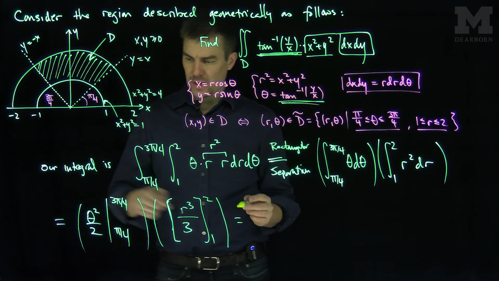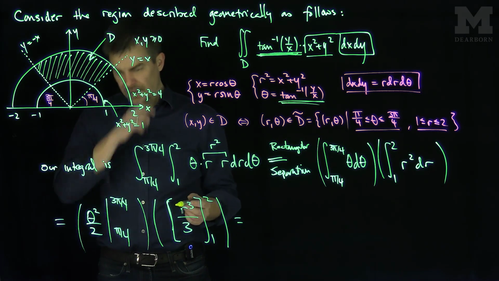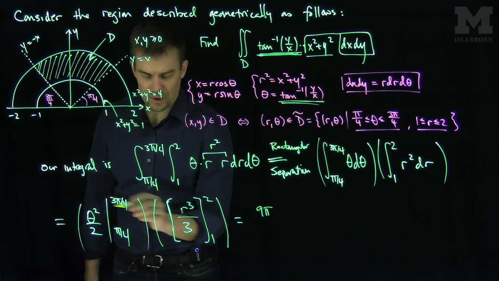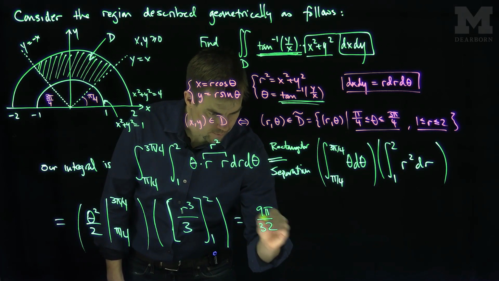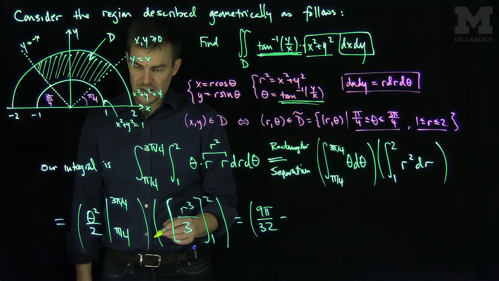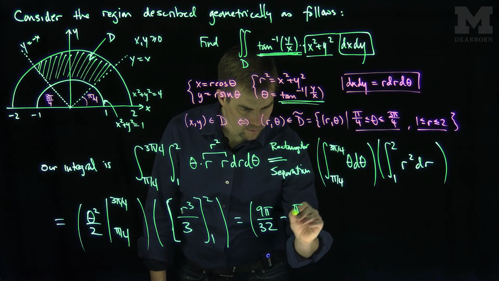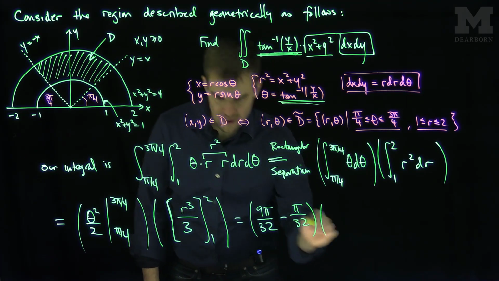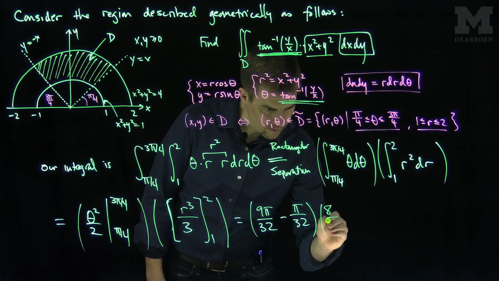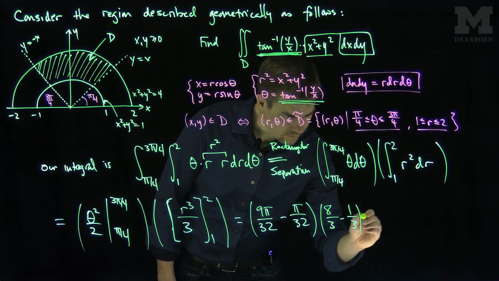So now we just simplify this. When I do 3 pi over 4 squared, I get 9 pi squared over 16. So that's going to be 9 pi squared over 32. Minus, when I plug in pi over 4, I get pi squared over 16, so I'm going to have pi squared over 32. And then when I plug in 2 and 1 to the r cubed over 3, I'll have 8/3 minus 1/3.